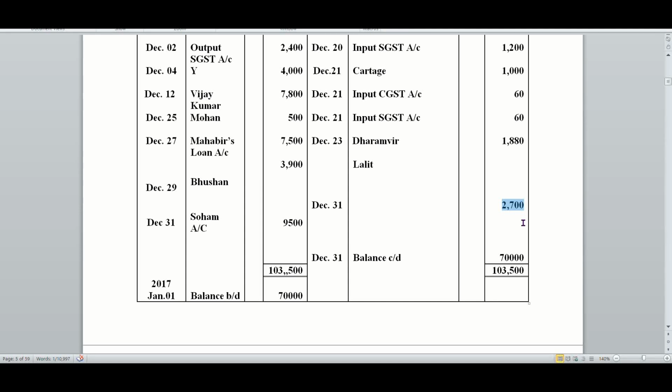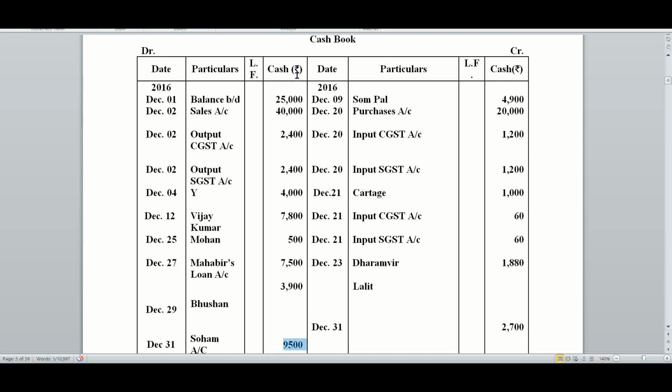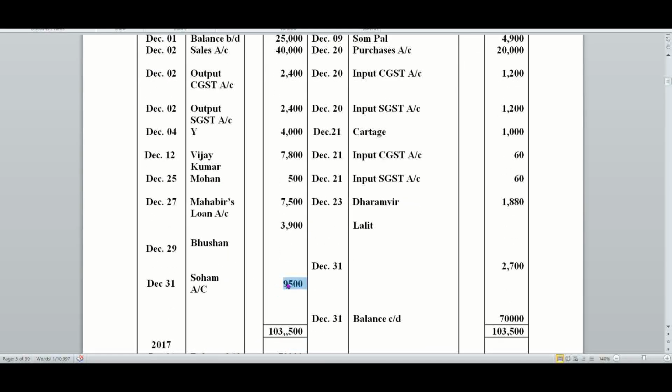Then received 9500 from Soham and allowed discount 500. So cash is debited with 9500. Cash debit 9500, discount allowed 500 to Soham 10,000. So cash account is debited with 9500. Therefore, we will go to the debit side of the cash book and write the 9500. Okay, this completes your entry.